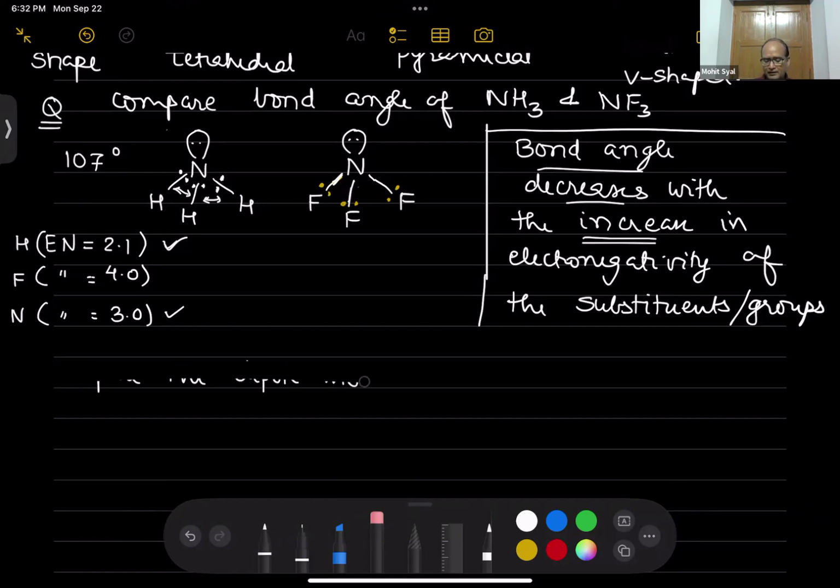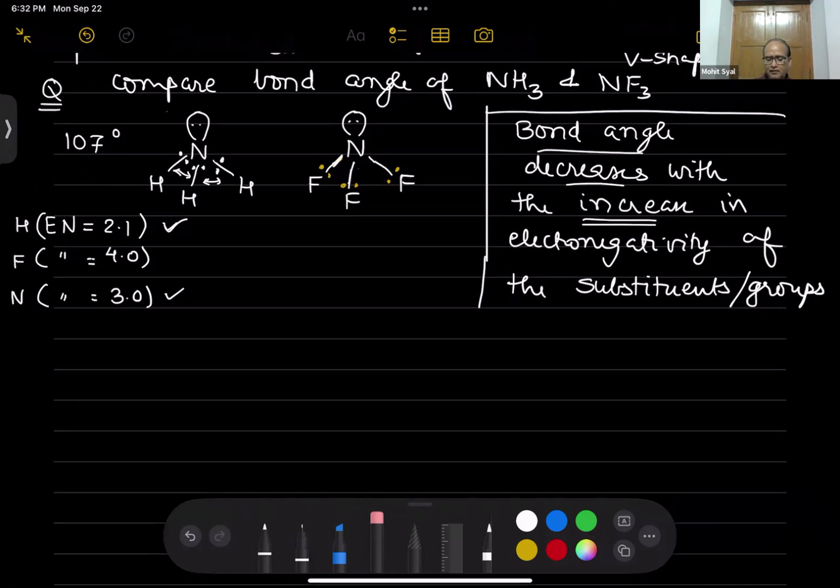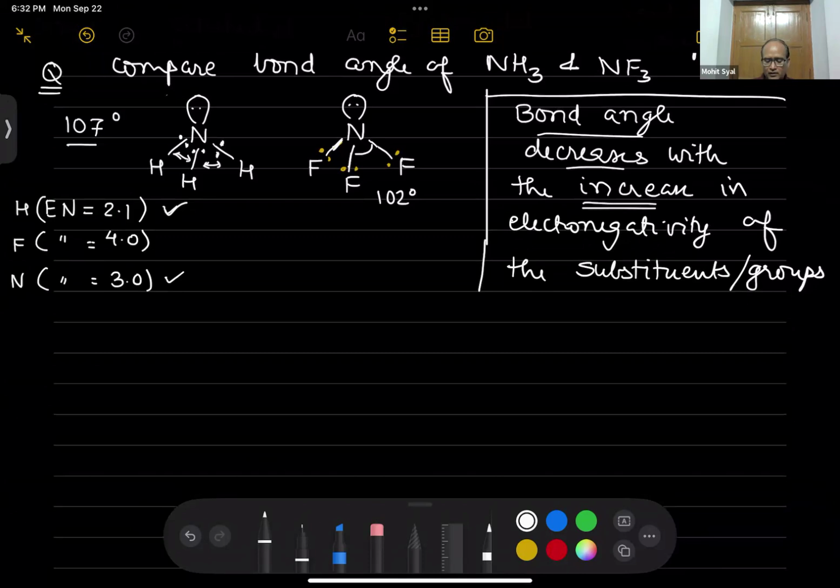Or we can compare this with the dipole moment. Just a second, let me take one more example. This bond angle is 102. Got it? It drops. So if the central atom is more electronegative, the bond angle is going to increase.